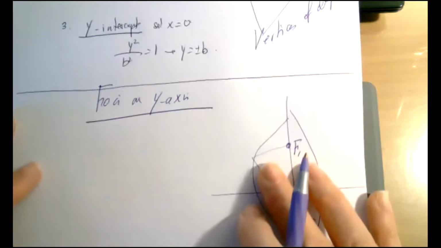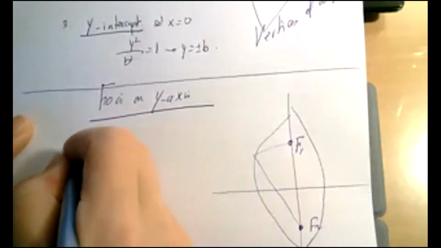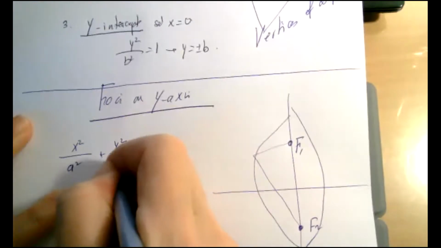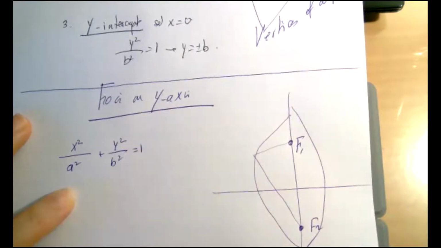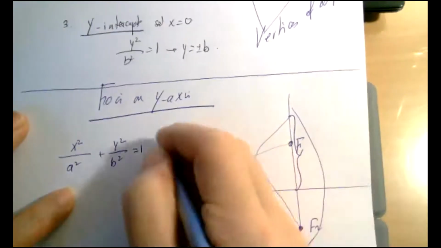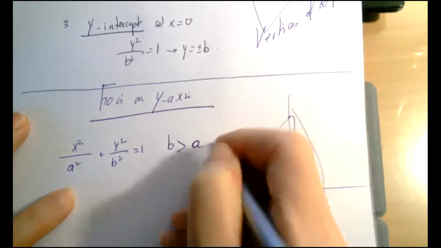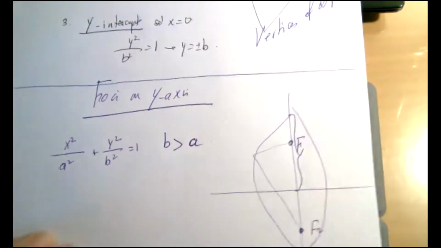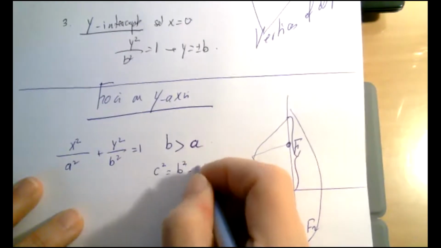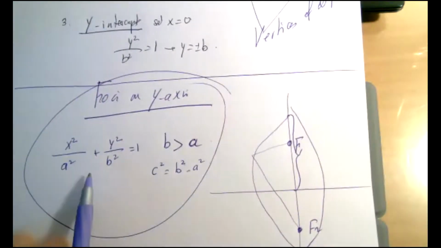Actually, nothing much. If the foci are on the y-axis, the formula will be exactly the same because we can derive it almost in the same way. I'm not going to change the way the formula looks, but what I'm going to change is, in this case, the b will be larger than the a because it's going to be flat or vertically. And the c squared will be the larger value minus a squared. So if you have the foci on the y-axis, the equation will be basically the same. That's why I didn't change anything.